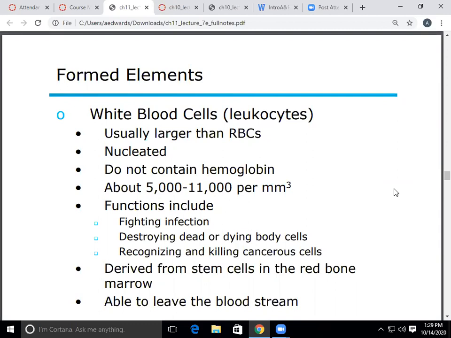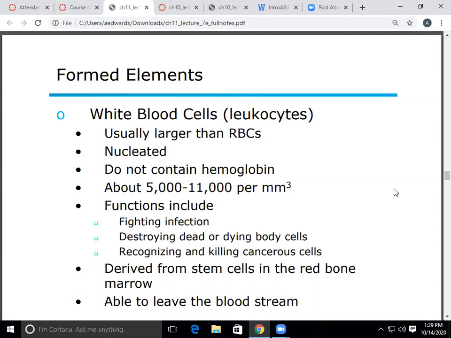You'll have about 5,000 to 11,000 per cubic millimeter, so a lot less than what you have for red blood cells. So what are they good for? They help you fight infection. That's one of the big things that you need white blood cells for. They also can destroy dead cells, dying cells. They can recognize bad cells, and they can recognize cancerous cells and kill them. So extremely important. If you don't have them, you're going to have lots of problems.